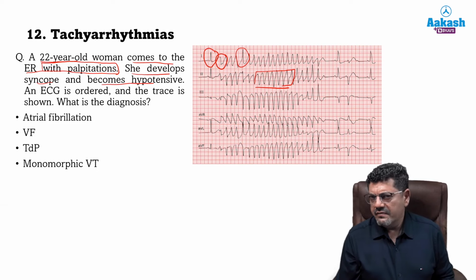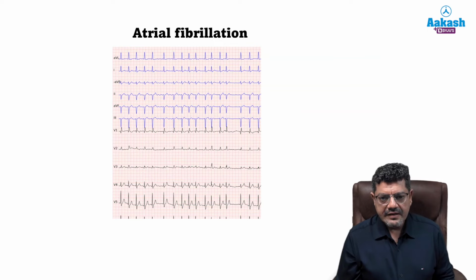Atrial fibrillation, obviously not. It has narrow complexes with irregular RR intervals and no P waves. So this is not AF, certainly. This is what AF would look like: narrow QRS complexes, irregular RR intervals, and no visible P waves.